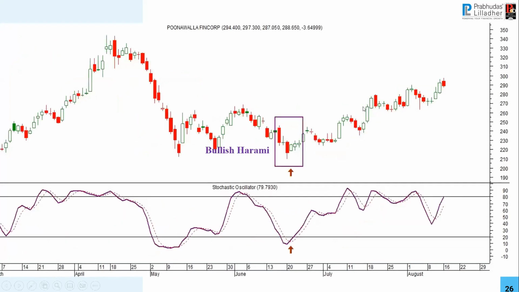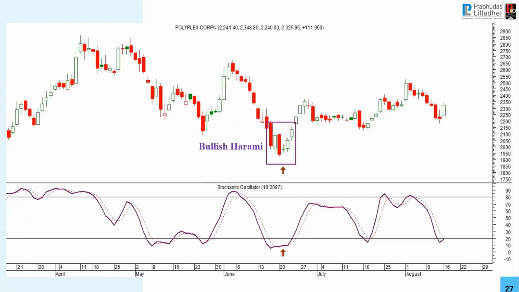This is another example of Poonawalla FinCorp. You see that the bullish harami has taken place, and from there on, also the indicator is supporting you, that is the oscillator stochastic. So this works very well. Right now, we have shown it all on the daily chart. Even on the daily chart, it is working, but it works very well for intraday, especially when the market is sideways. When the market is sideways, stochastic works very well as compared to RSI, because RSI works well in a rising or a falling market.